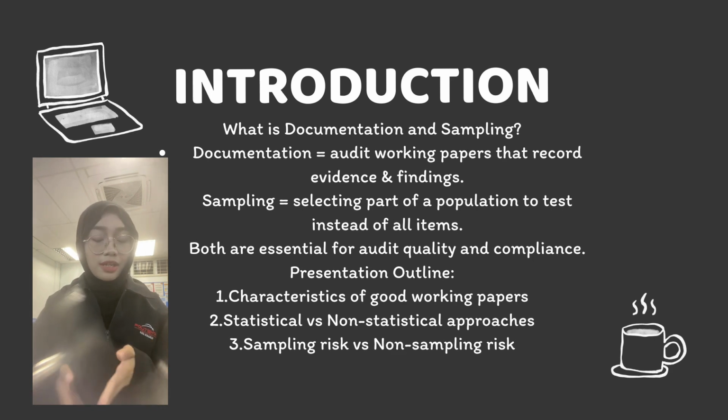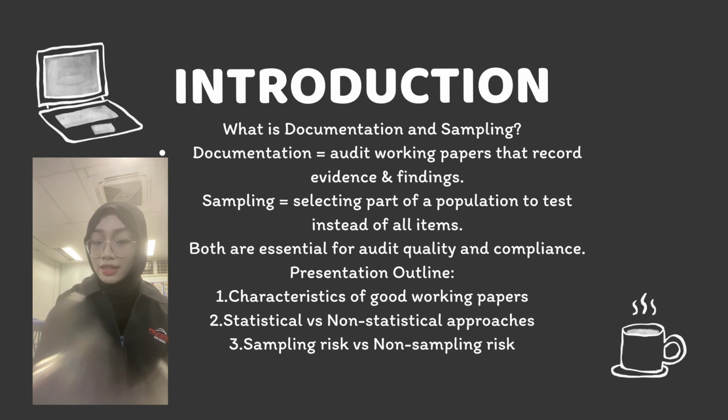This topic is very important in auditing because it explains how auditors record their work and use sampling techniques to gather sufficient and appropriate audit evidence. Our presentation is divided into three parts. Number one is characteristics of good working papers, explained by me. Second is the comparison between statistical and non-statistical approaches, explained by my friend. And third is the comparison between sampling risk and non-sampling risk, also explained by my friend.